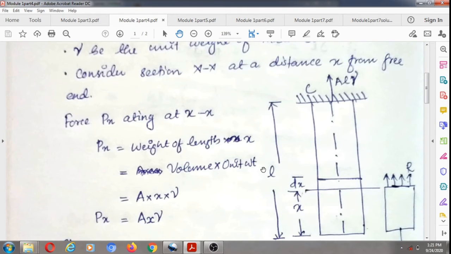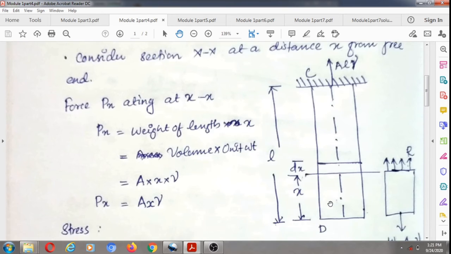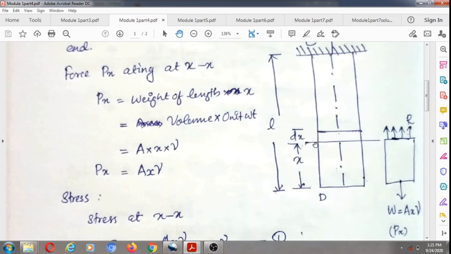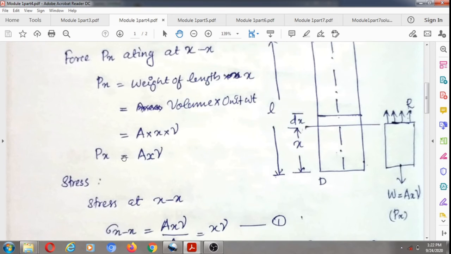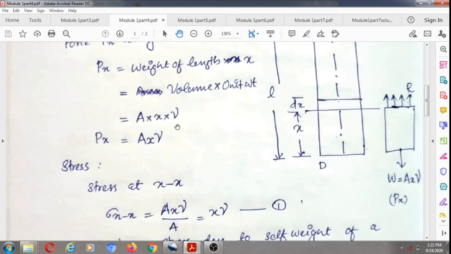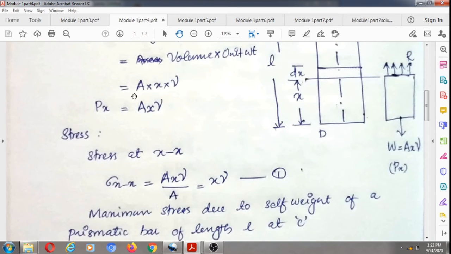That is, unit weight multiplied by volume will give the weight. Unit weight is already known. Next we want to find the volume. Here this is our segment, and x is the total length. Let the area of cross section of this small segment be A. That area of cross section multiplied by distance x will give the volume. So the expression is equal to A x gamma. Then this is the force acting.